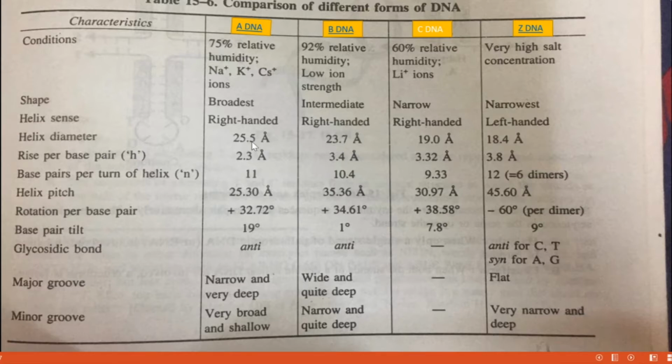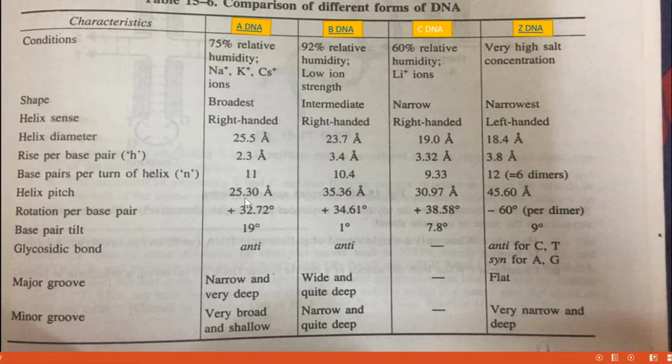But coming to A, it is compressed. That's why it has more diameter than BDNA. Coming to both these types, cDNA and zDNA, these are stretched forms. That's why the diameter is less when compared with BDNA. Rise per base pair means the distance between the base pairs. As it is compressed, it has the least rise, 2.3 angstrom, and BDNA has 3.4 angstrom, cDNA 3.32, and here zDNA is more stretched, having 3.8 angstrom.